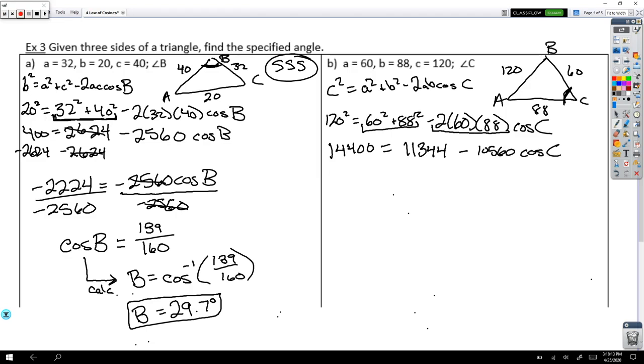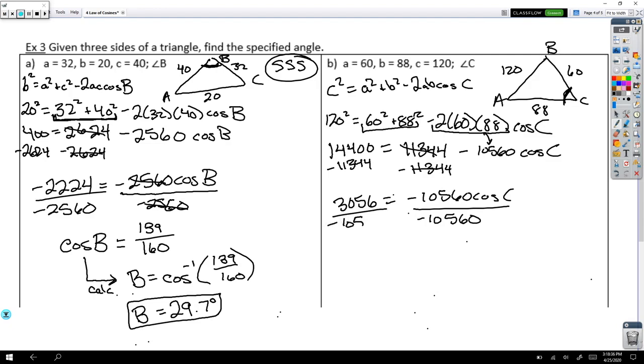Alright, so doing all my multiplying, that gives me 10,560. So subtract. Leaves me with 3,056. And then divide. So we have cosine of C equaling negative 191 over 660. Again, I like to simplify the fraction just to make it easier to write, but again, you don't have to do that. So again, I need to get C by itself.